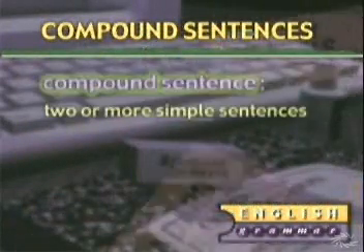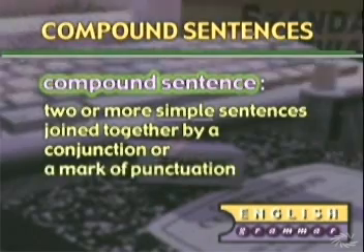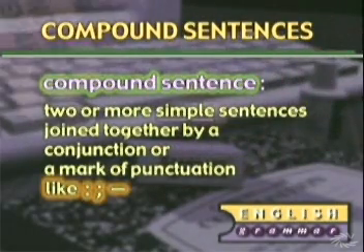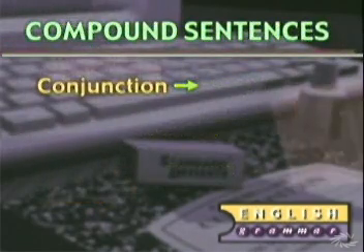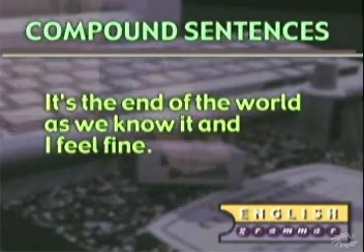Compound sentences are merely two or more simple sentences stitched together by a conjunction or a mark of punctuation, like a colon, semicolon, or a dash. Remember, a conjunction is simply a word that links together parts of a sentence. For more information on how to use these extra nifty punctuation marks, be sure to check out The Untamed World of Punctuation. Growl.